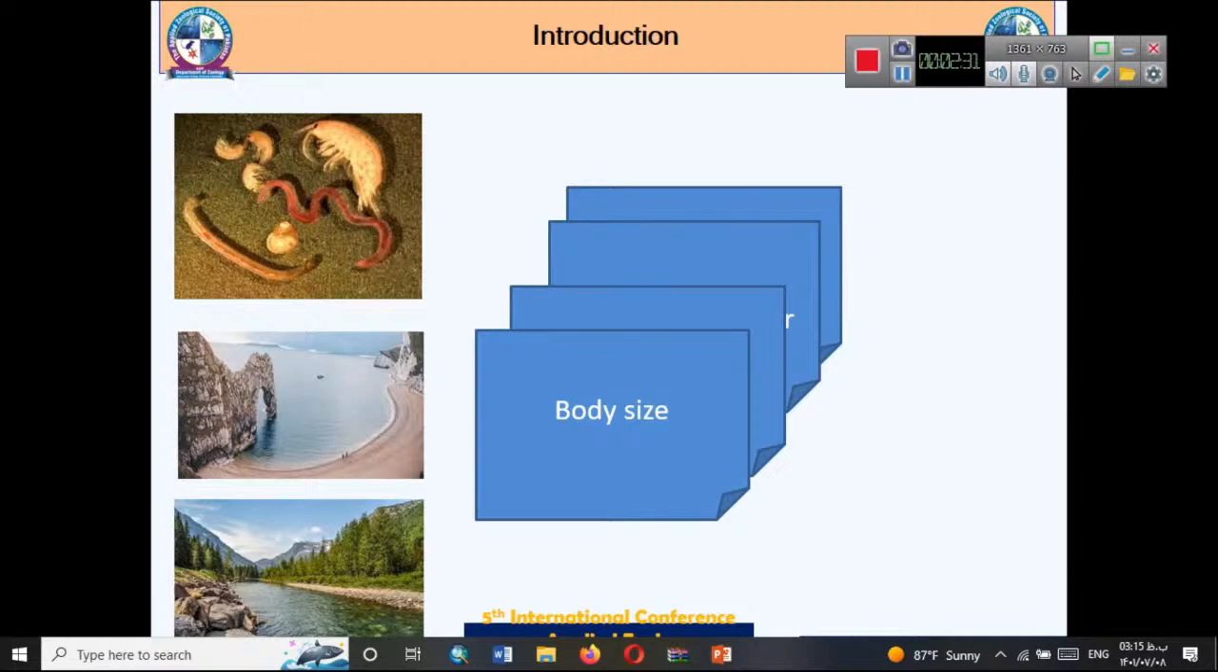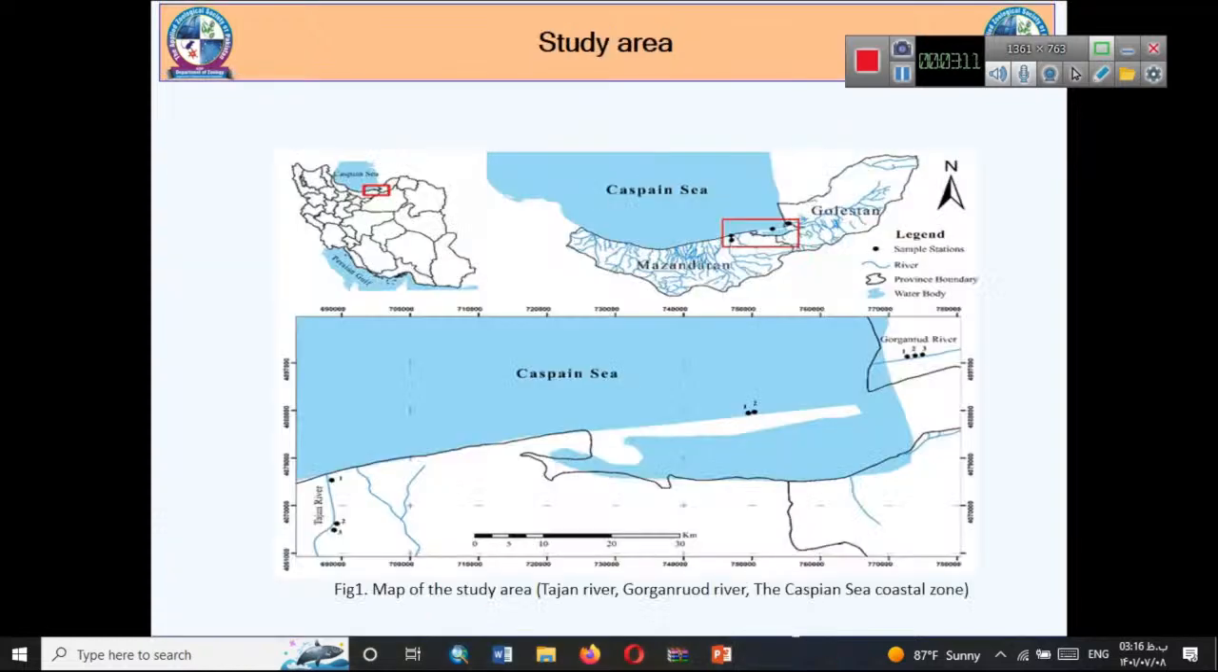Body size. Body size is generally easy to measure, and as a community feature, it is related to an extensive number of species, traits, and ecological process, and has been suggested an effective metric to assess community change and ecosystem state. Body size is related to many life history traits of species and ecological process like metabolism, longevity, and reproductive rate.